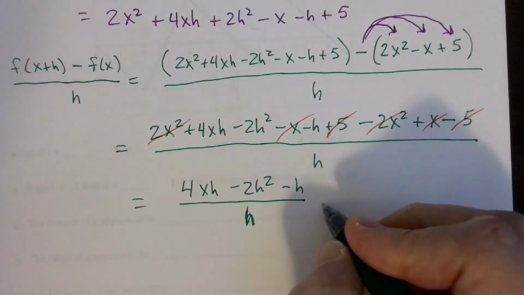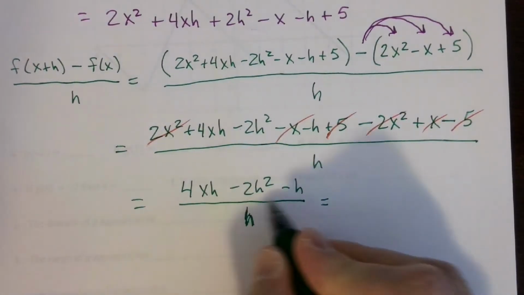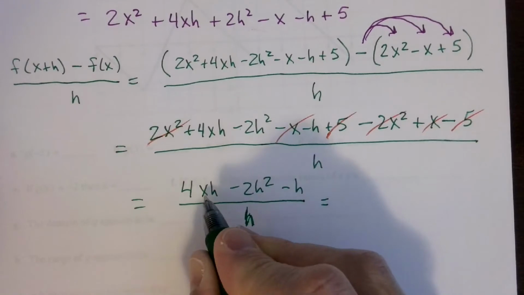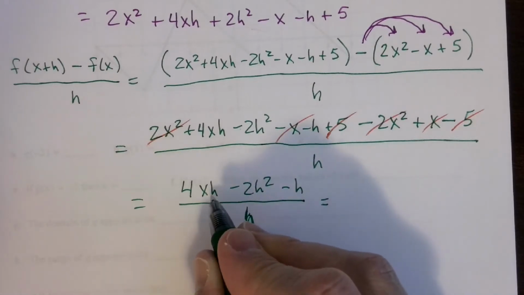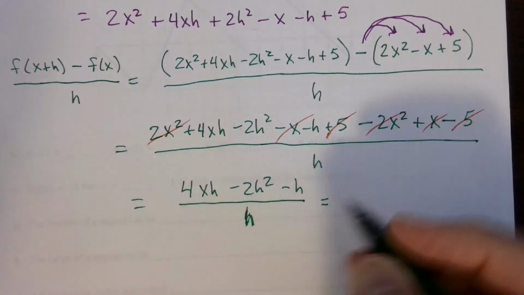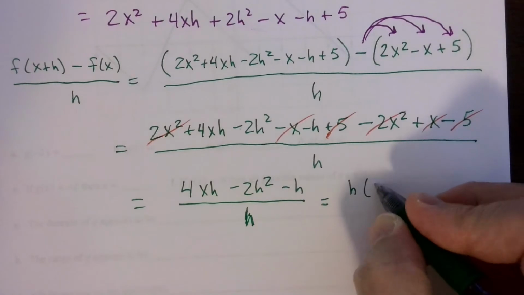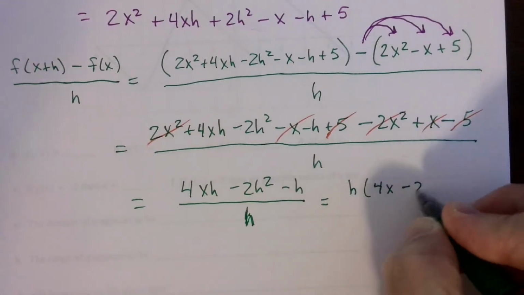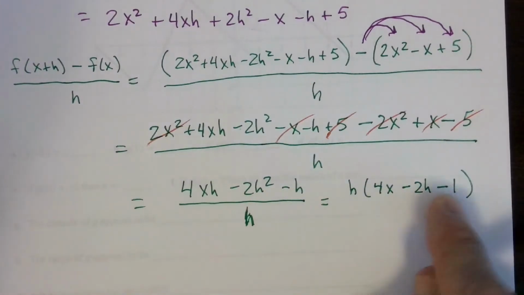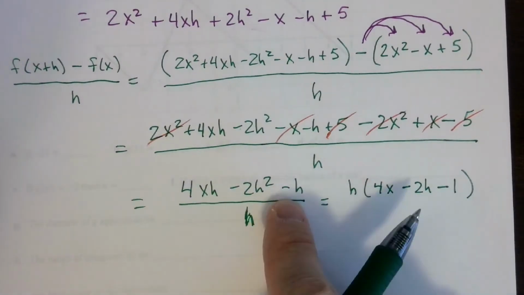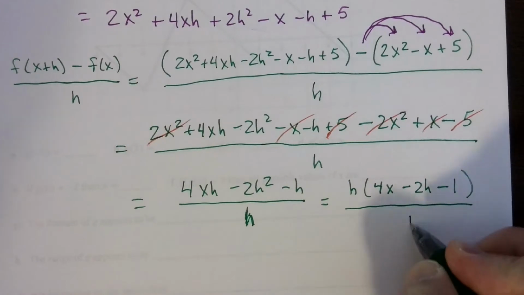So the best way to simplify is to find a factor. Do we have a factor up top? Go back to factoring. There is a common factor here. The greatest common factor is h. Do you see that in all of these? If I factor an h out of the top, I'm left with 4x minus 2h minus 1. There has to be a minus 1 here, not 0. h times negative 1 is negative h, all over h.